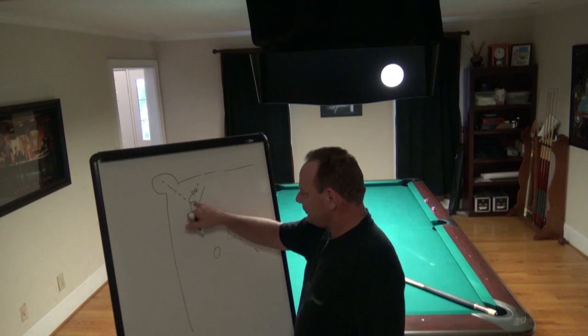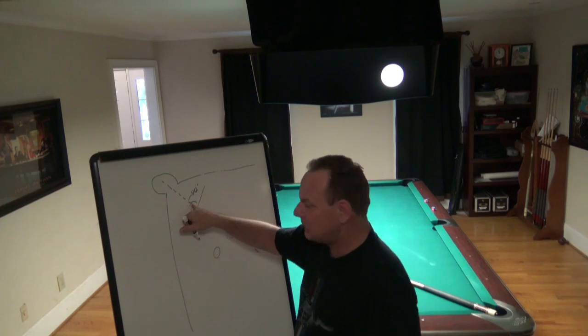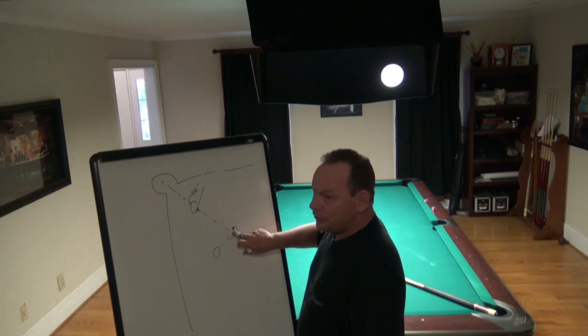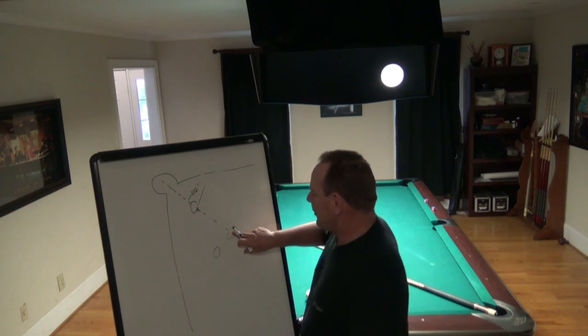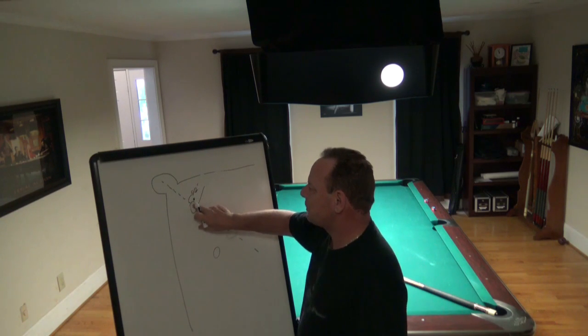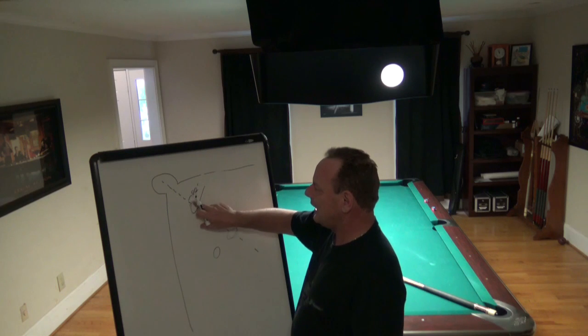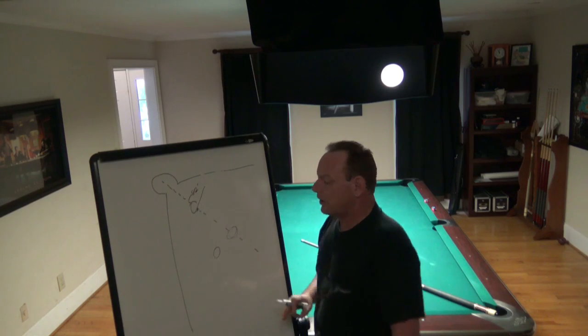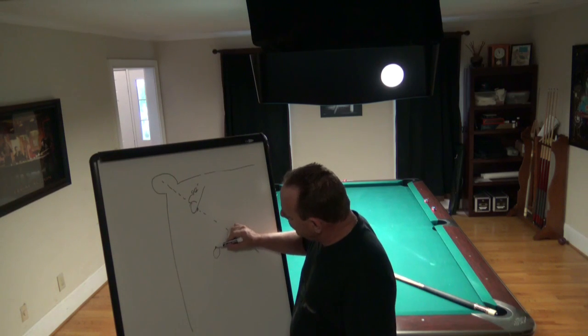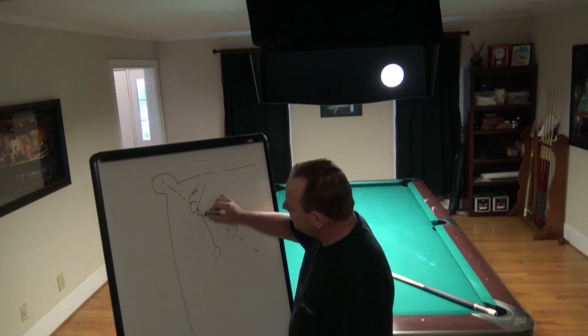This ball weighs the same as this ball 99.9% of the time, and so your mass of this ball being equal to the mass of that ball, Newton's law, equal and opposite reaction and all that stuff. This cue ball hits this ball, cue ball stops, this ball picks up the same speed the cue ball had and continues forward.